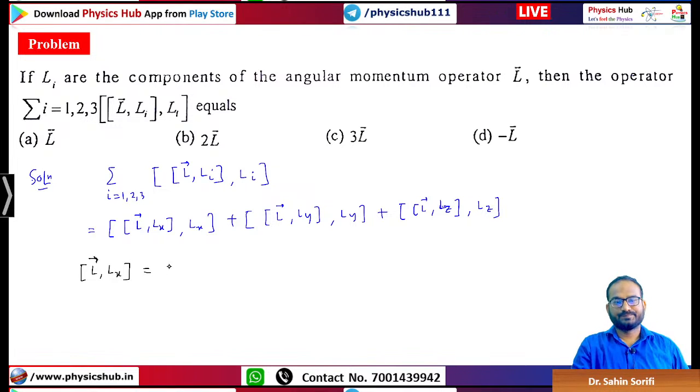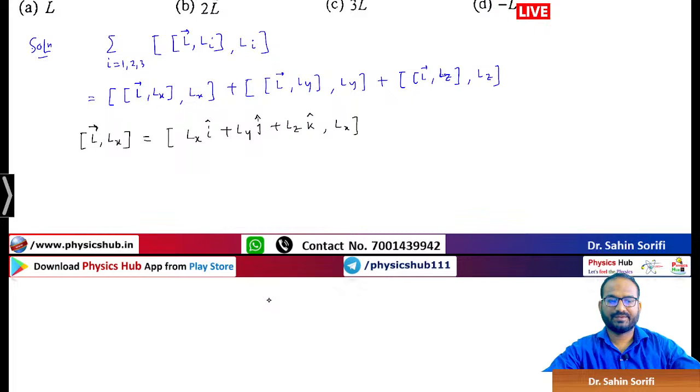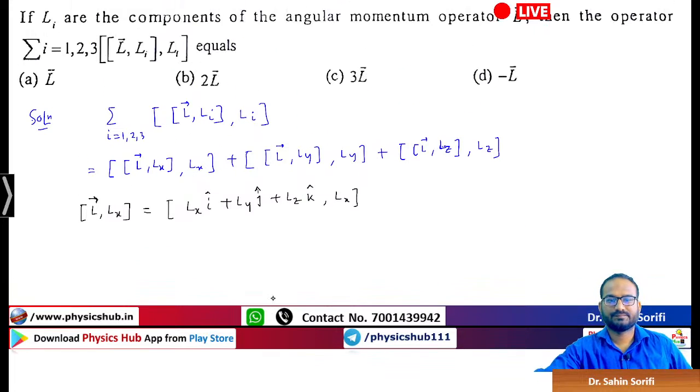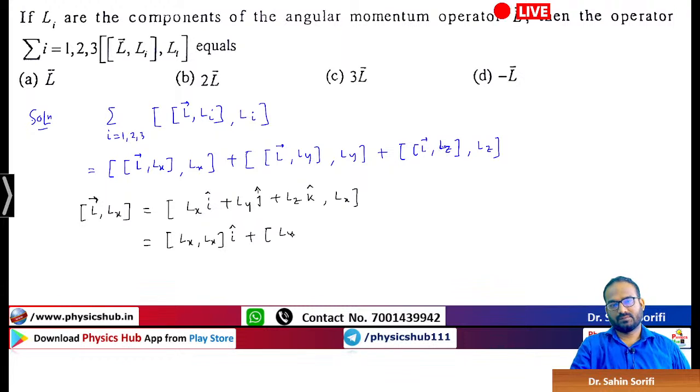So L has Lx i cap plus Ly j cap plus Lz k cap, along with this commutation of Lx. So this will give you 3 terms actually: Lx Lx i cap, Ly Lx j cap, Lz Lx k cap.